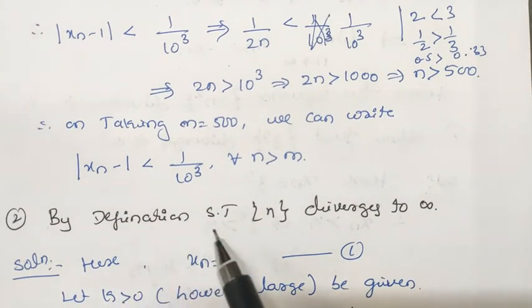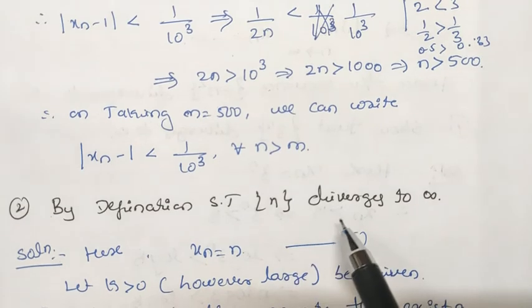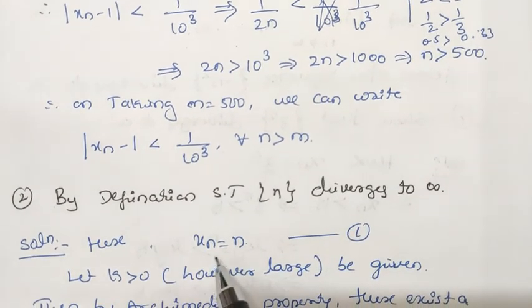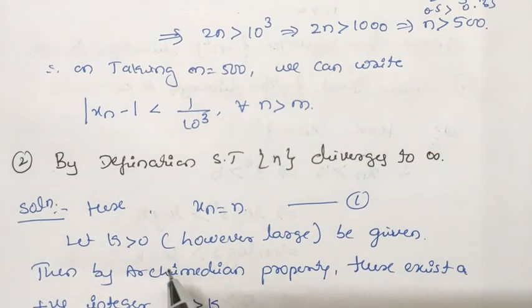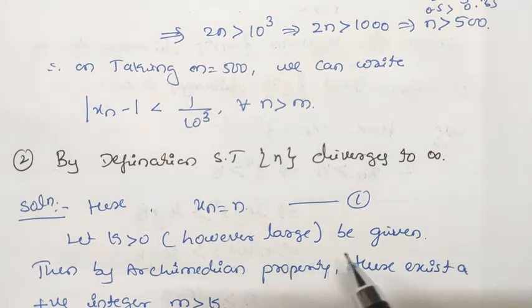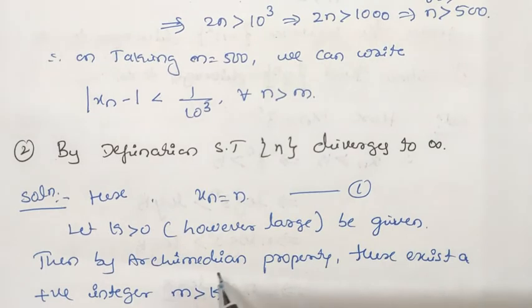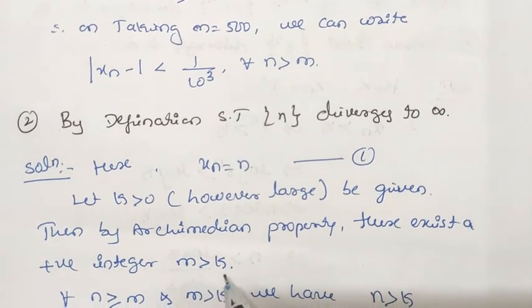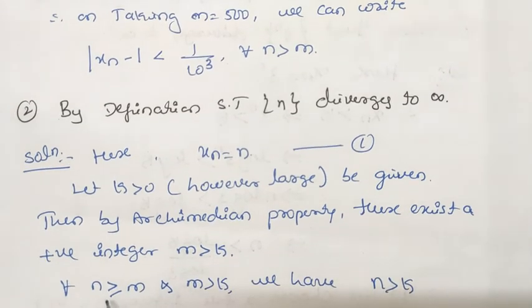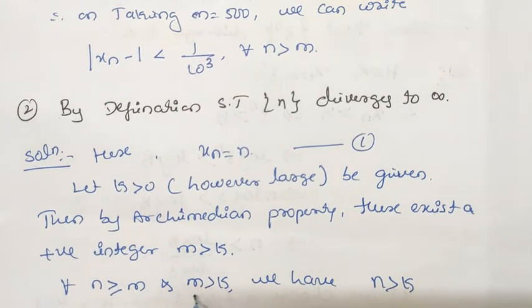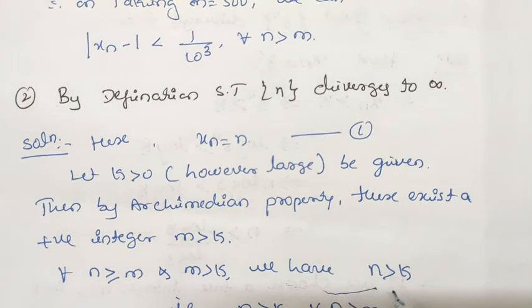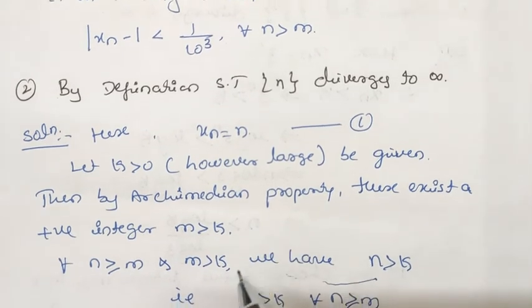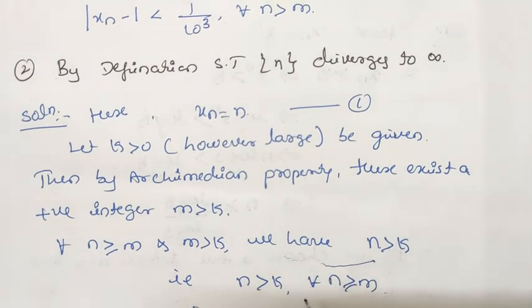By definition, show that the sequence xn diverges to infinity. Here xn is equal to n. Take this as equation number 1. Let k greater than 0, however large, be given. Then by the Archimedean property, there exists a positive integer m greater than k such that for all n greater than or equal to m, and m greater than k, we have n greater than k. This is the property.